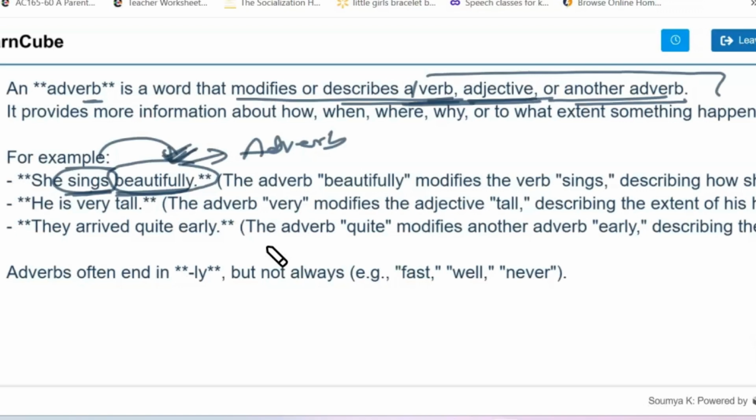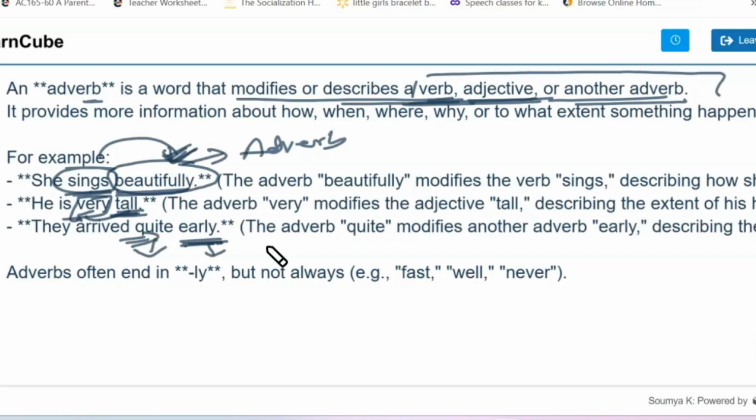Next one is he is very tall. So tall is the adjective that is being used here. So what modifies the definition of your adjective? That is very. So in this case, this very is the adverb. Next one is they arrived quite early. So they arrived early. Here early is an adverb which is being modified by the word quite.